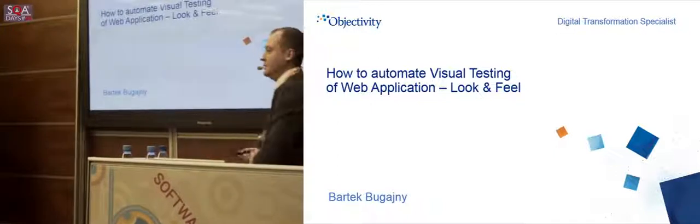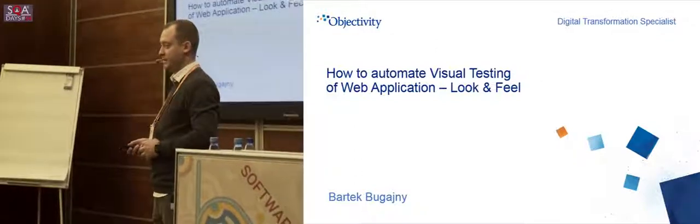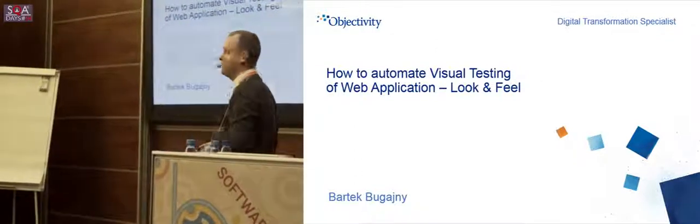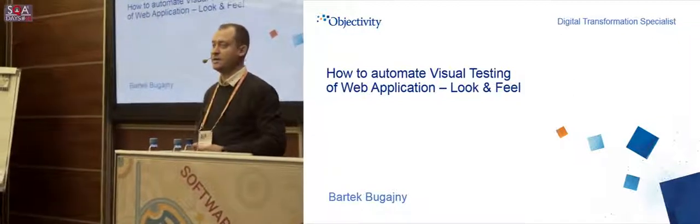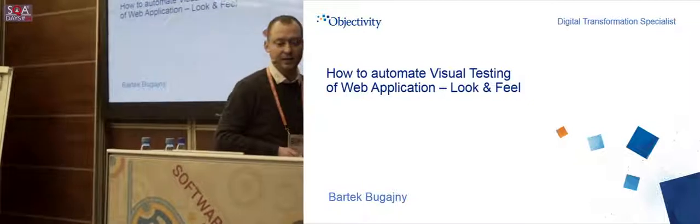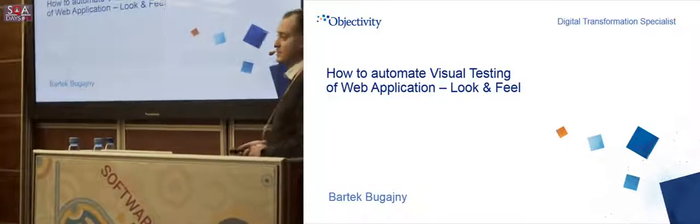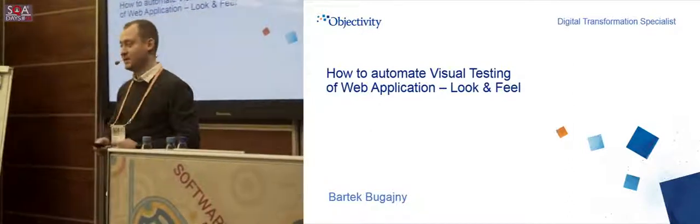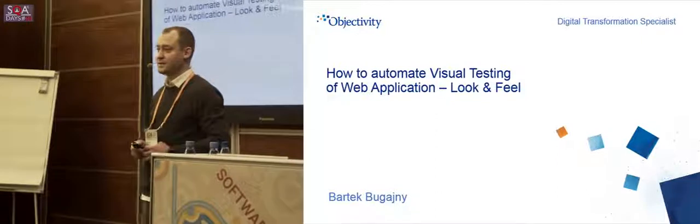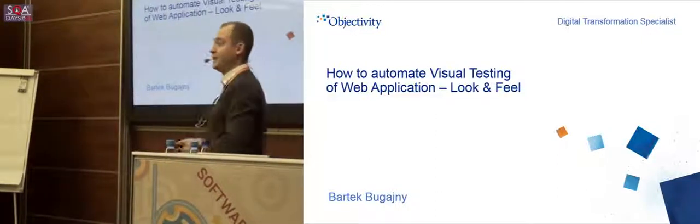Good morning, everyone. My name is Bartłomiej Bugajny. I'm from Poland. I'm working for a company located in Wrocław, but the company is a UK company, so the head office is in the UK. The name of the company is Objectivity, and my role is test manager. I'm helping clients with setting up the process, the testing strategy, the test plans, and so on.